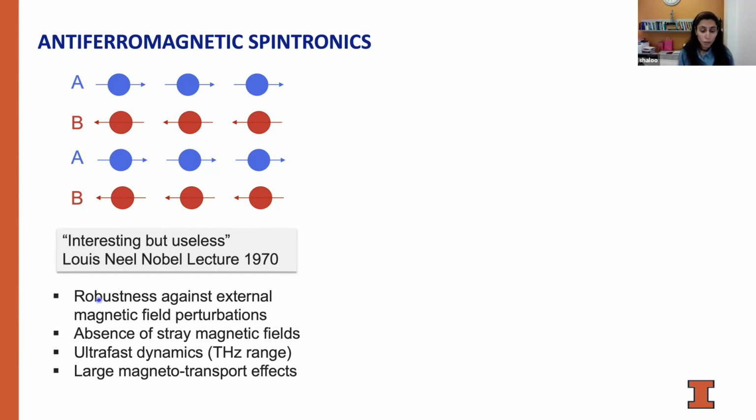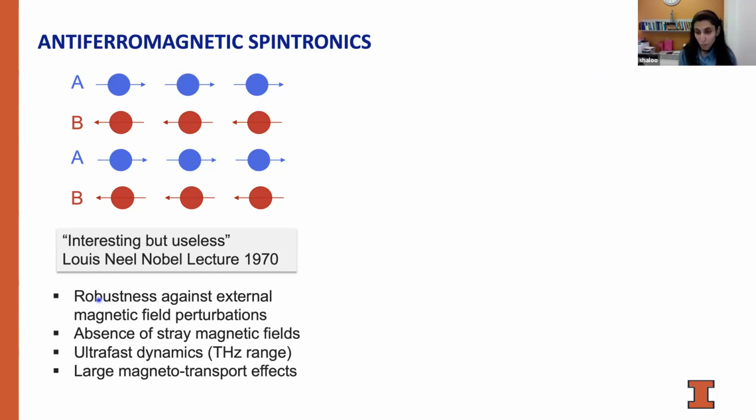They also do not have any stray magnetic fields. This would mean that they do not have magnetic interference, and you could probably integrate them in dense networks. The dynamics are also ultrafast, in the terahertz range. And finally, they display large magnetotransport effects. Essentially, the point is that antiferromagnets do not suffer from the specific weak points of ferromagnetic-based spintronics.